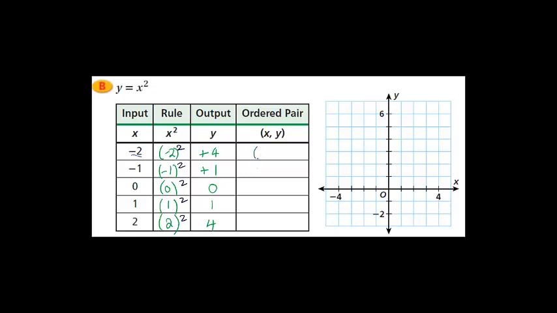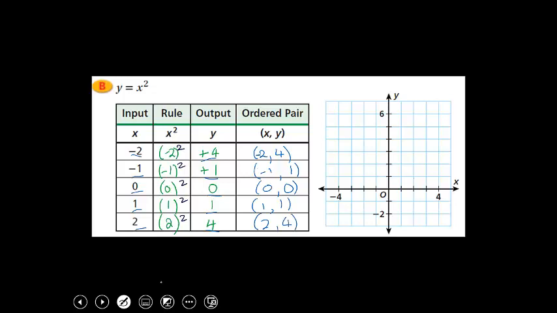X is minus 2 and y is positive 4. X is minus 1 and y is positive 1. X is 0 and y is 0. X is 1 and y is 1. X is 2 and y is 4.